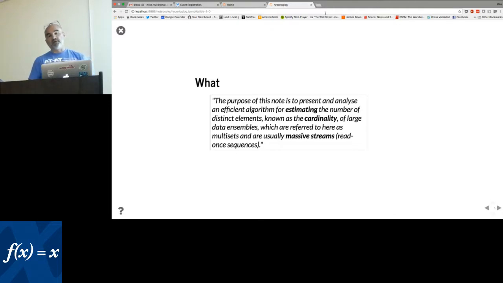Again, this is not from this paper, but from the previous paper, the paper that described the algorithm originally.